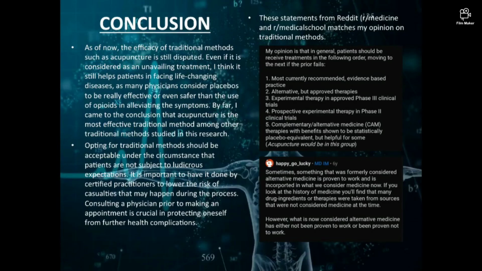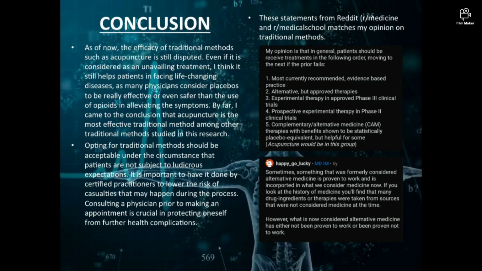At this stage, I would like to conclude my research by pointing out a few problems revolving around traditional methods and ways to work around it. As of now, the efficacy of traditional methods such as acupuncture is still disputed. Even if it is considered as an unavailing treatment, I think it still helps patients in facing life-changing diseases, as many physicians consider placebos to be really effective or even safer than the use of opioids in alleviating the symptoms.